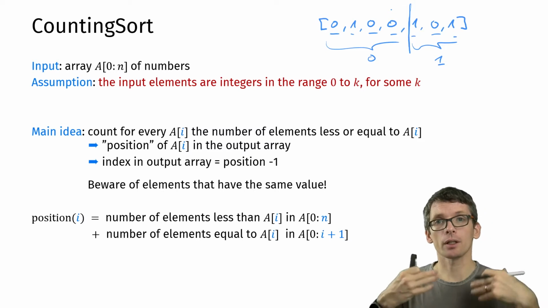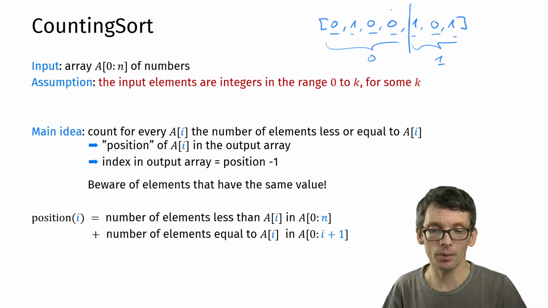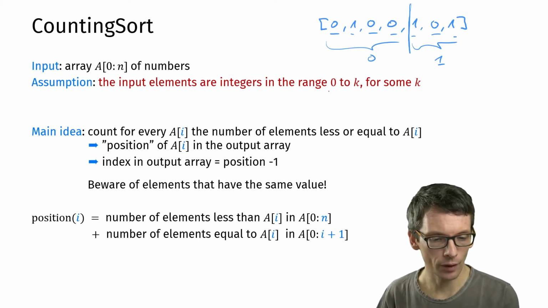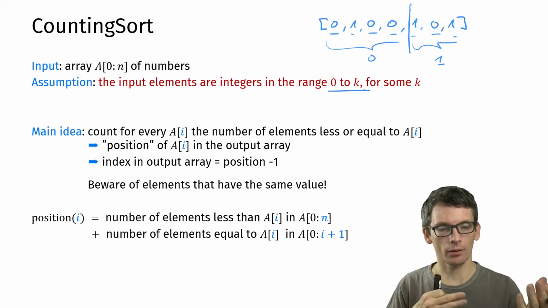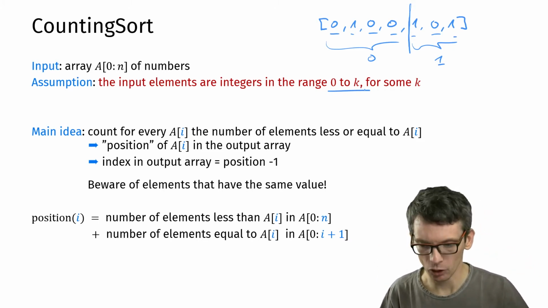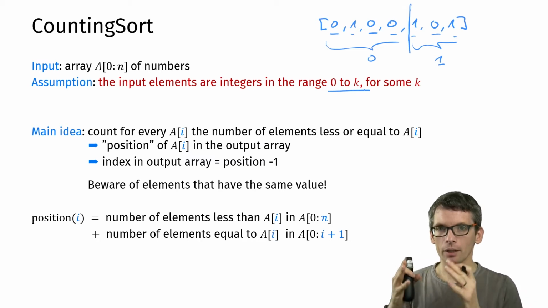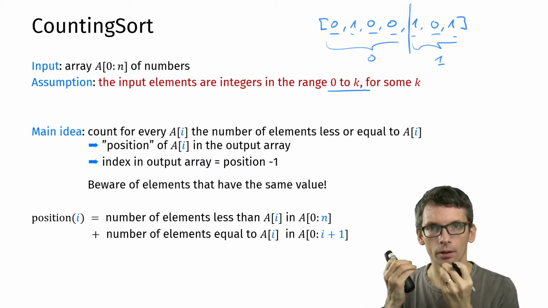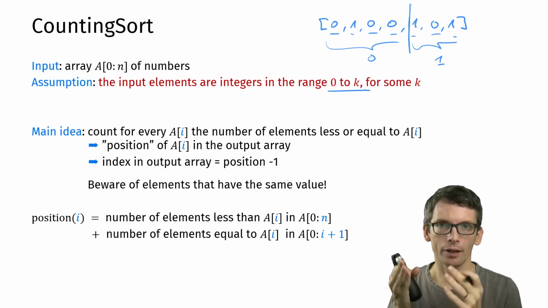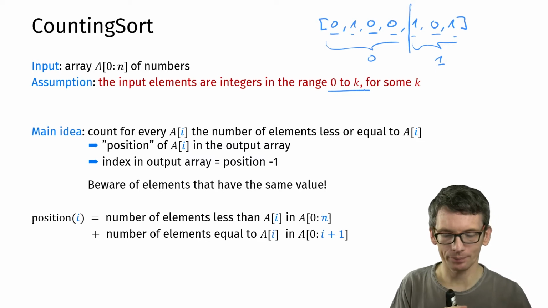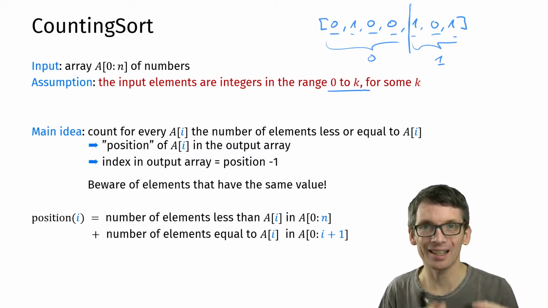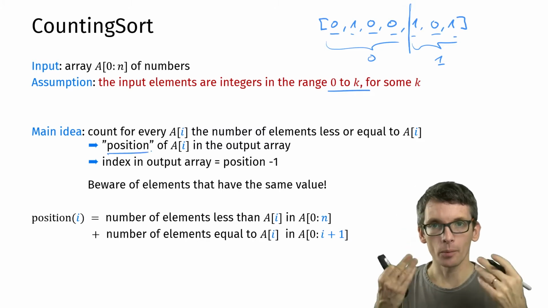So the input is an array of n numbers, and we assume that these inputs are in a range of 0 to k. So in my example, k was 1. Now k can be larger. And the main idea is that for every number in the array, so for every a_i, we count the number of elements that are less or equal to a_i, because that will tell us where to place a_i. We will call this the position of a_i.